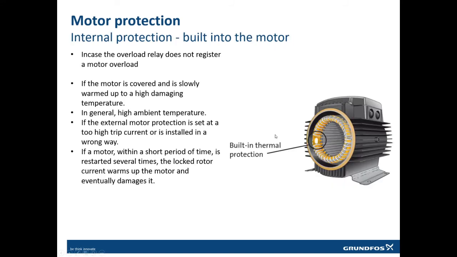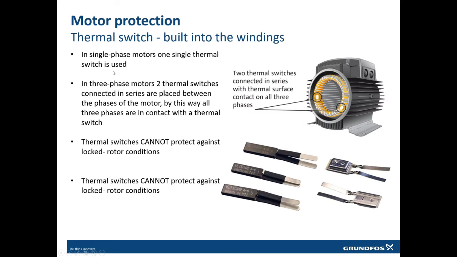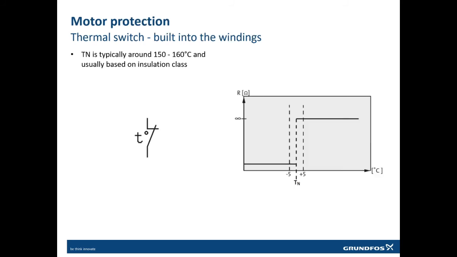Then we have some built-in protections, thermal switches. These Klixons, this kind of thermal switch, are installed inside the windings. These are just on-off switches. That means that it has a nominal temperature. Whenever this temperature is reached, the switch will open. That's it. Or it will go to very high resistance, which is open. So this is just on and off.